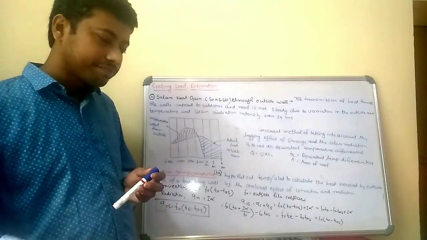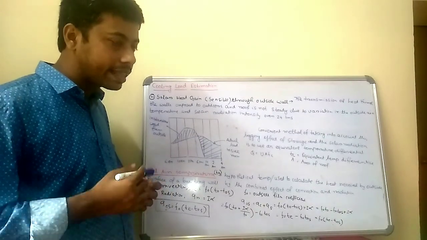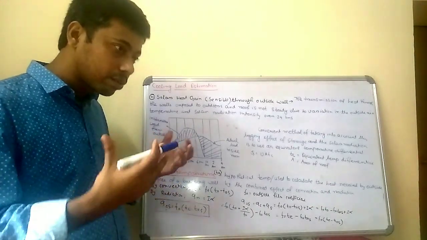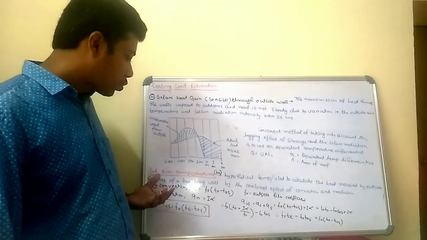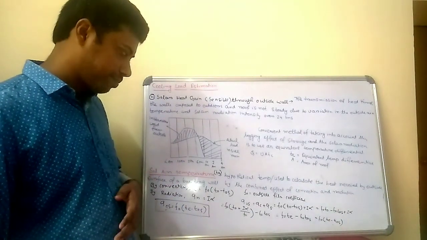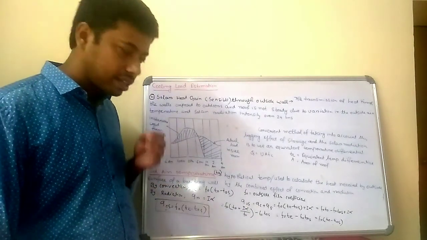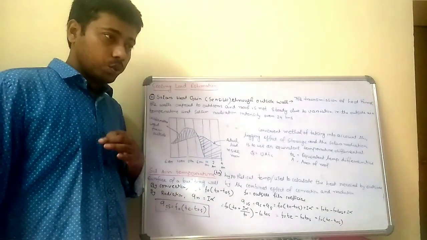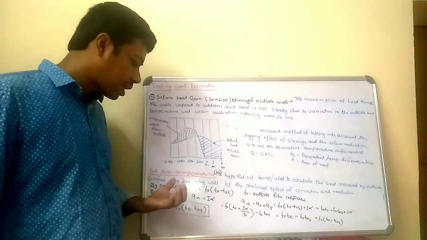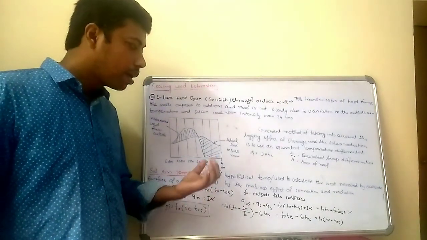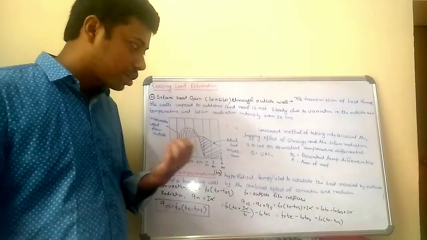Now, another way you can get the amount of heat gain is by means of convection or radiation, using the sol-air temperature. Sol-air temperature is, first of all, a hypothetical temperature. Second, why is it used? It is used to calculate the heat received by the outside surface of a building wall by the combined effect of convection as well as radiation.